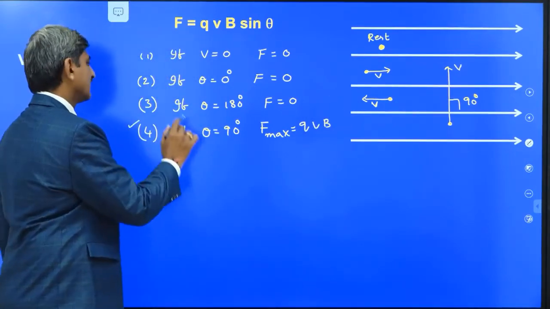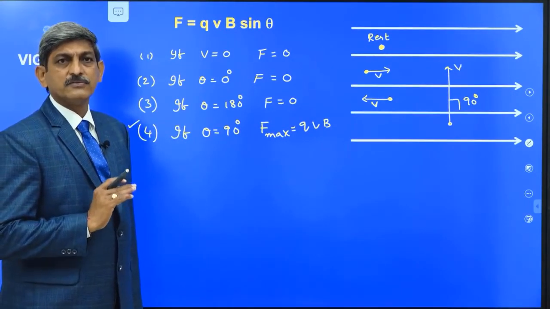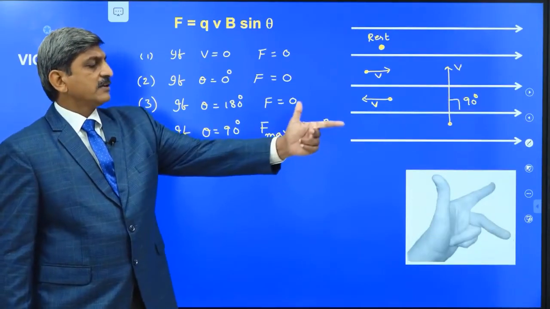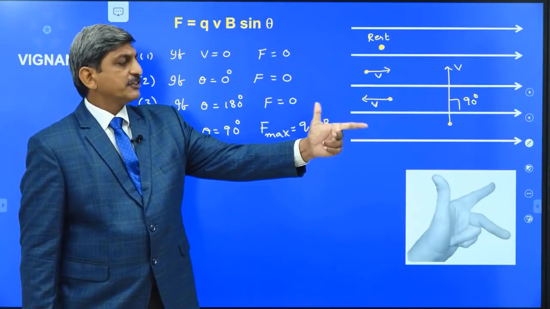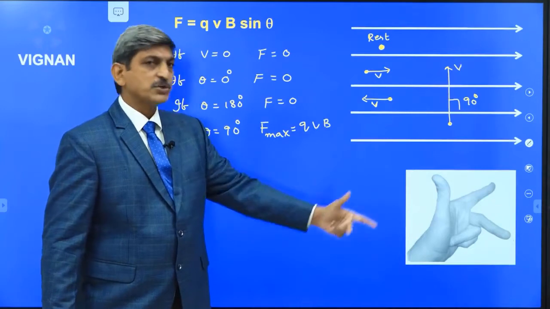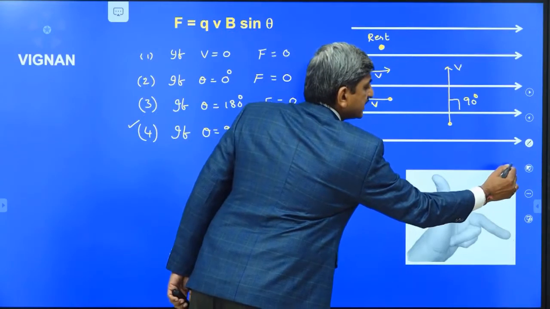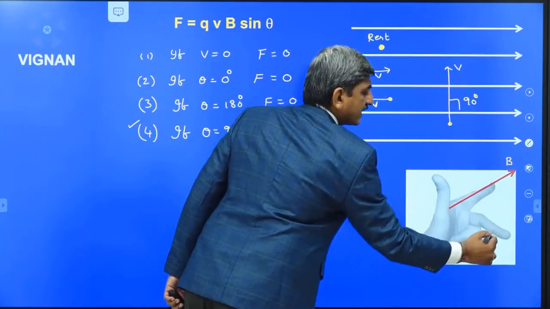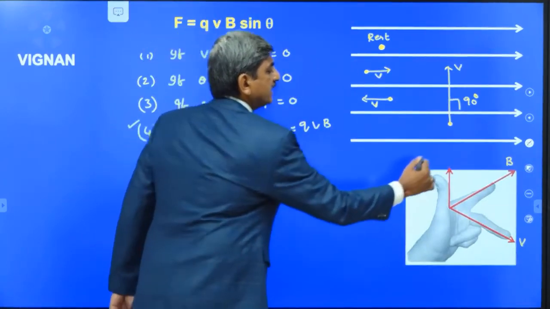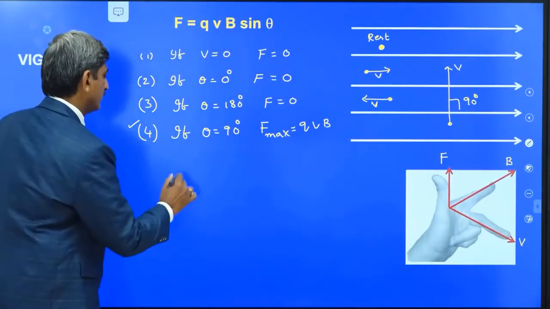Now in this case the direction of the force can be decided by Fleming's left hand rule. Let us take the left hand, open the three fingers, thumb, index finger and middle finger perpendicular to one another as shown in the figure. If the index finger indicates the direction of the magnetic field and the middle finger indicates the direction of the velocity, then the thumb indicates the direction of the force acting on the particle. This is Fleming's left hand rule.